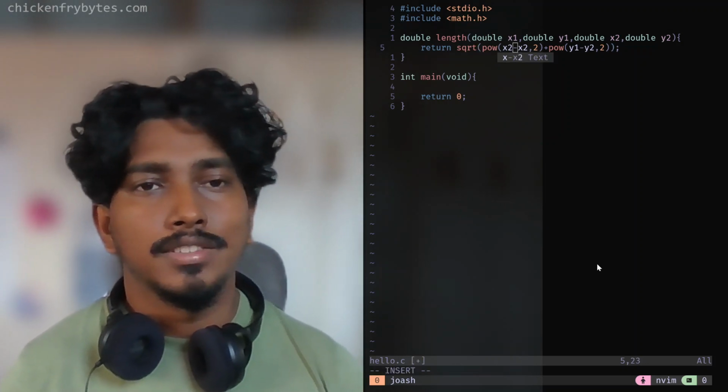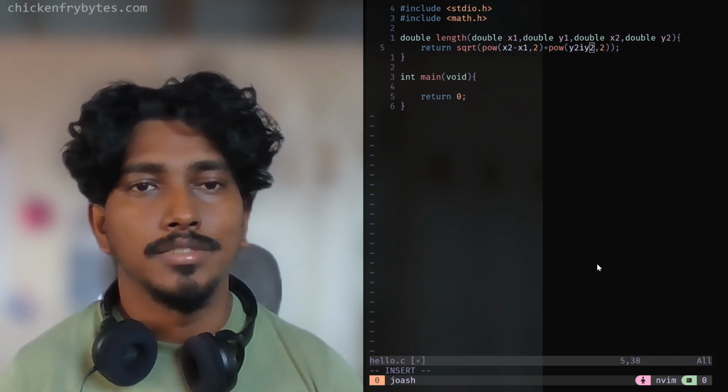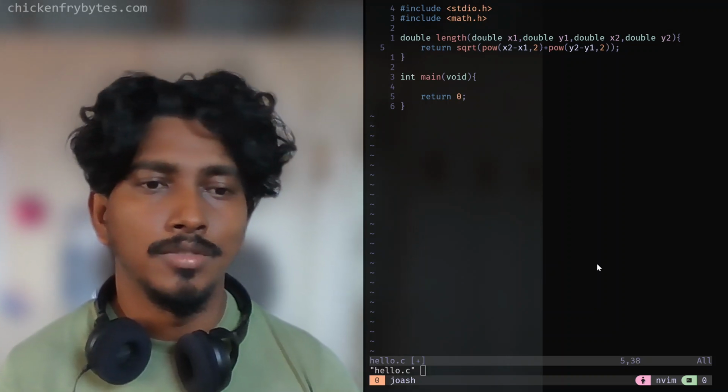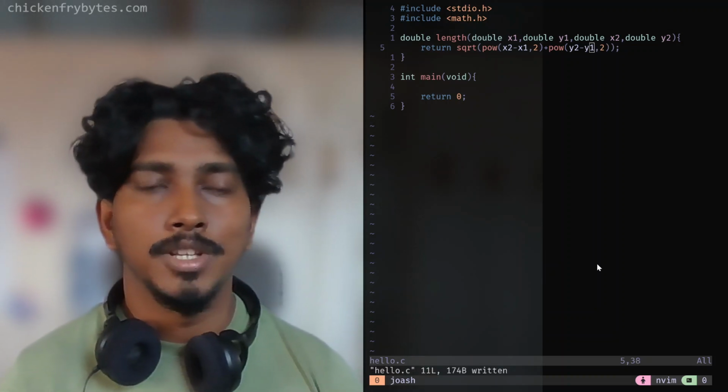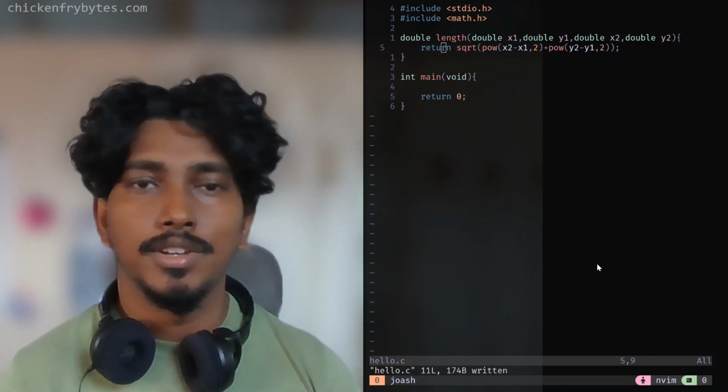And we could actually put x2 minus x1 as well as y2 minus y1. That would technically be the more common version, although the order of the points doesn't actually matter because the square will ultimately change any negatives to positive.